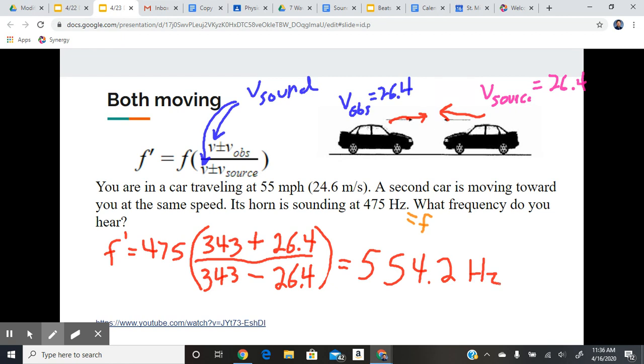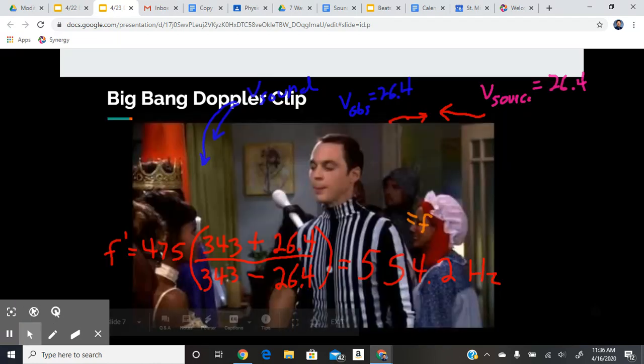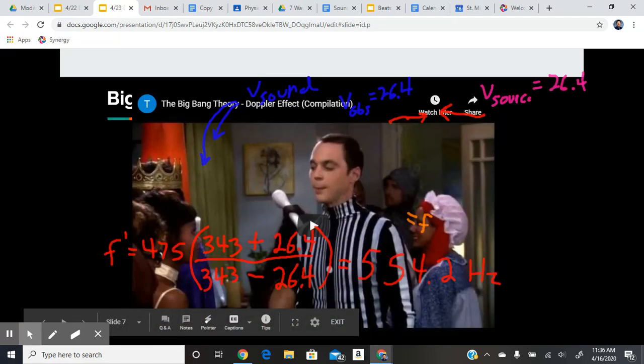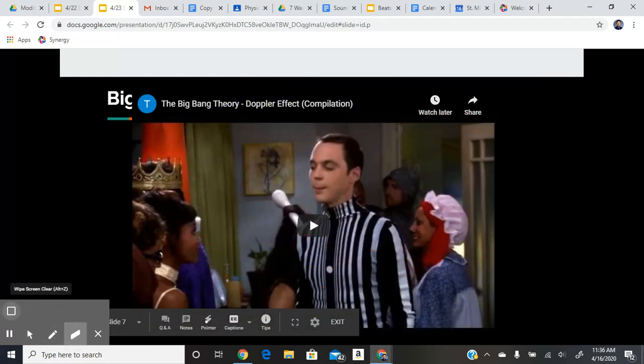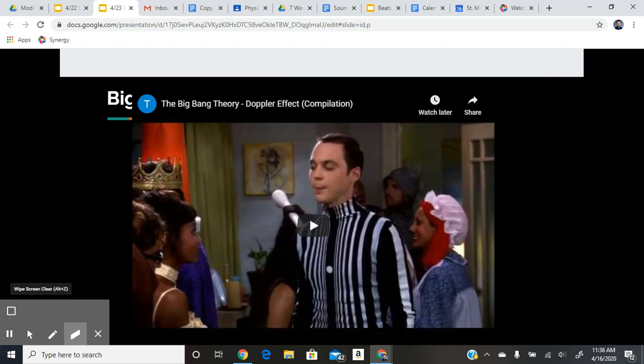Watch that video if you want some more examples and some more clarification on that. I have a quick video here if you want to go ahead and watch that video for any of those of you who have seen The Big Bang Theory before. And in this episode for Halloween, Sheldon actually dresses up as the Doppler effect and nobody really understands it. So hopefully maybe now you understand that a little bit more.